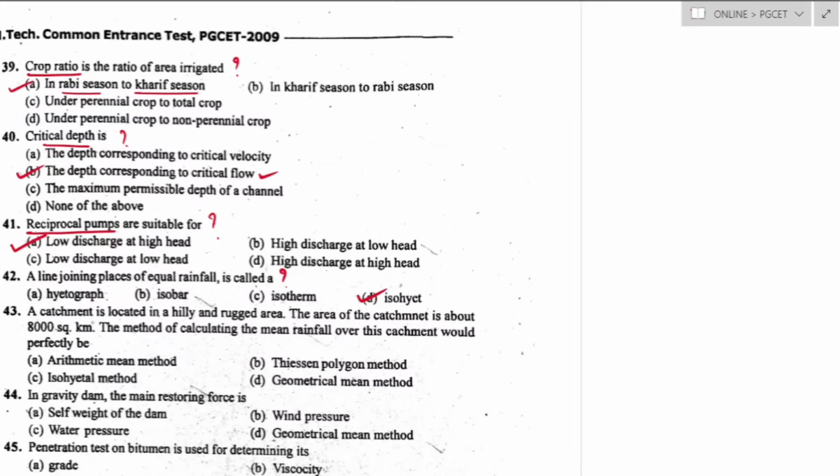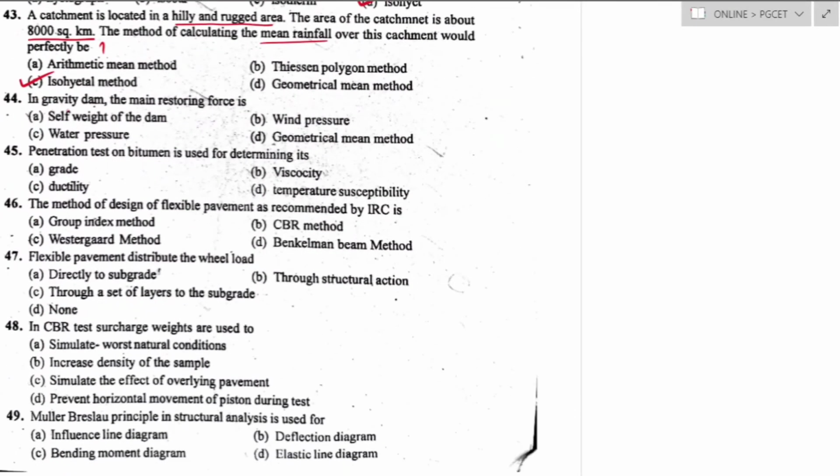Question number 43. A catchment is located in hilly and rugged area. The area of the catchment is about 8,000 square kilometer. The method of calculating the mean rainfall over this catchment would perfectly be, that is isohyetal method. This method is used to estimate the mean precipitation across an area by drawing lines of equal precipitation. So option C is the right answer, that is isohyetal method.